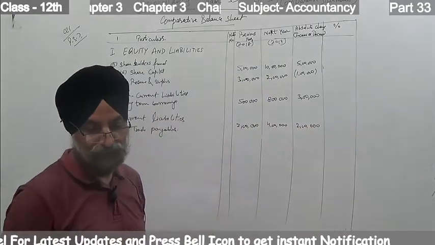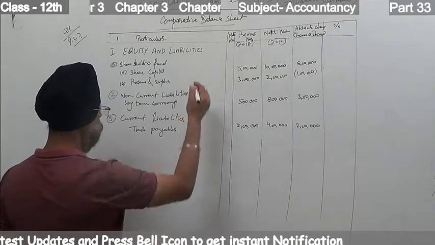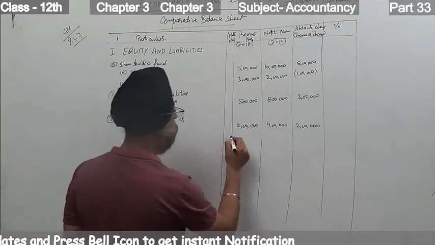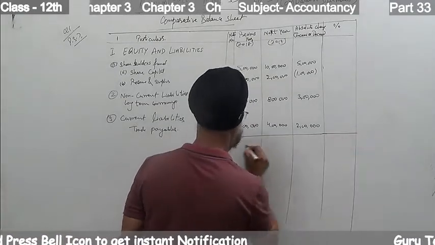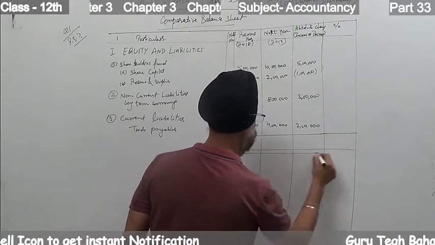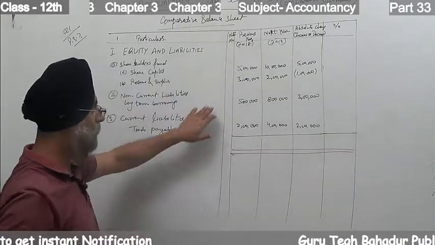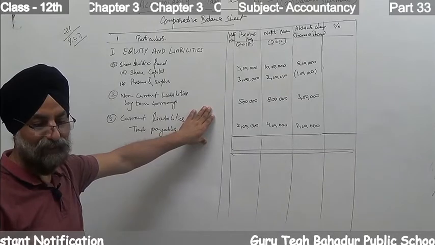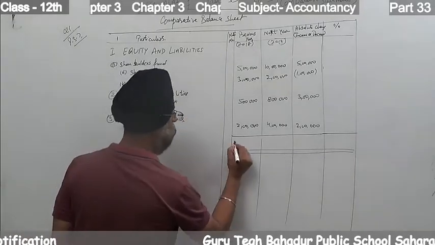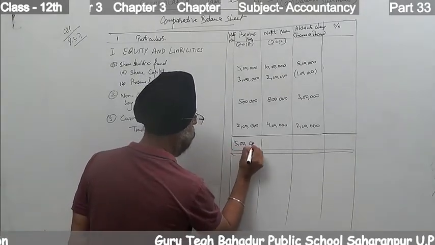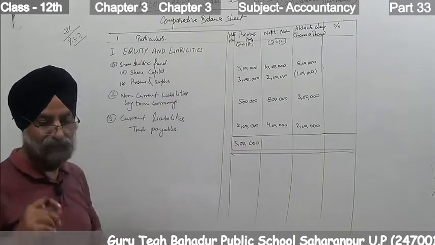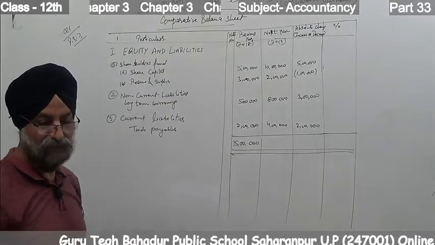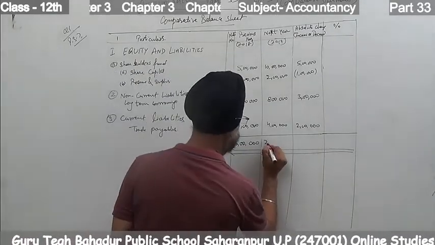In this way, make the total of the equity and liabilities side. Total of the previous year, that means base year, is 15 lakh. And total of the current year 2019 is rupees 24 lakh.